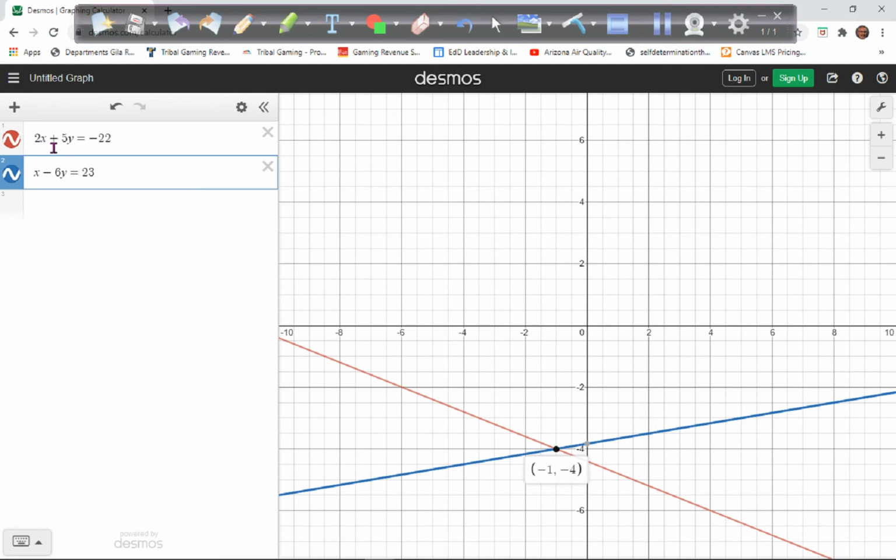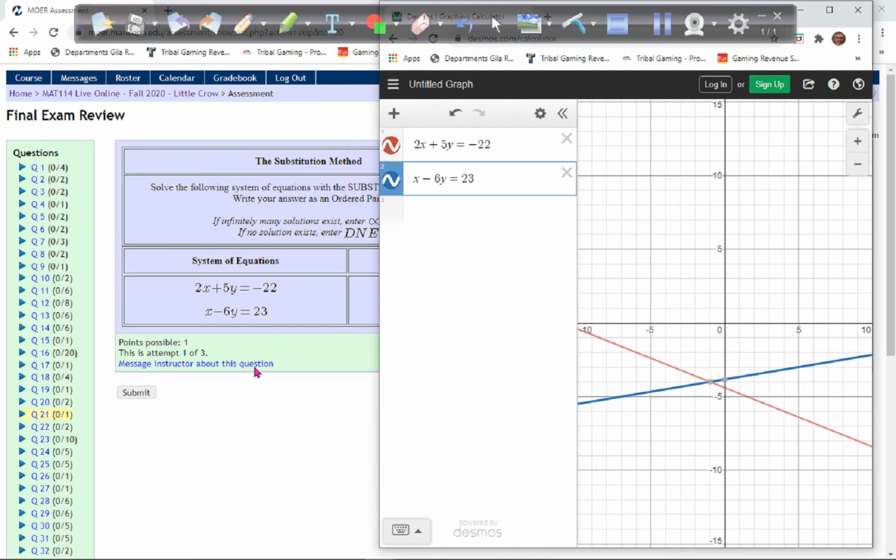That is the solution. That is the place where these two linear equations cross, where they intersect, where they meet, where they are both satisfied by the same point. The point -1, -4 is on both of these lines. It satisfies both the lines, and it's the only point that is on both those lines. We're done. So all we have to do now is enter that. Highlight it. It's -1, -4.